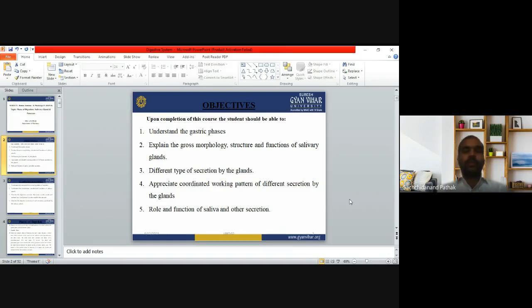Second, we will explain the gross morphology, structure and function of the salivary glands, different types of secretion by the glands, appreciate the coordinated working patterns of the different secretions by the glands, and the role and function of saliva and other secretions. With this, you can understand the anatomy and physiology of the pancreas.